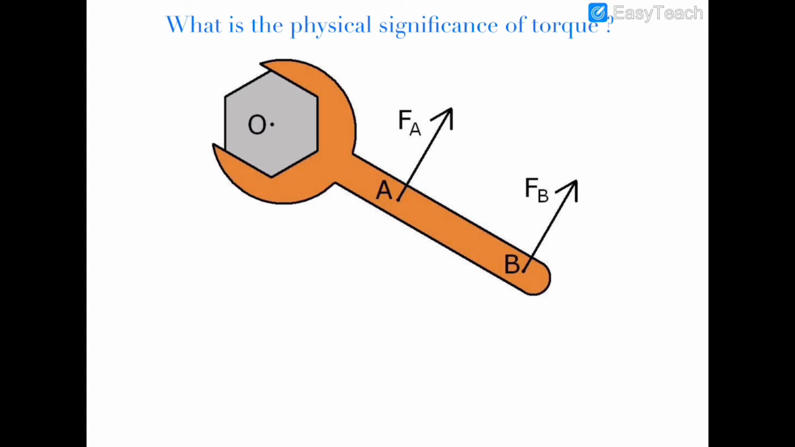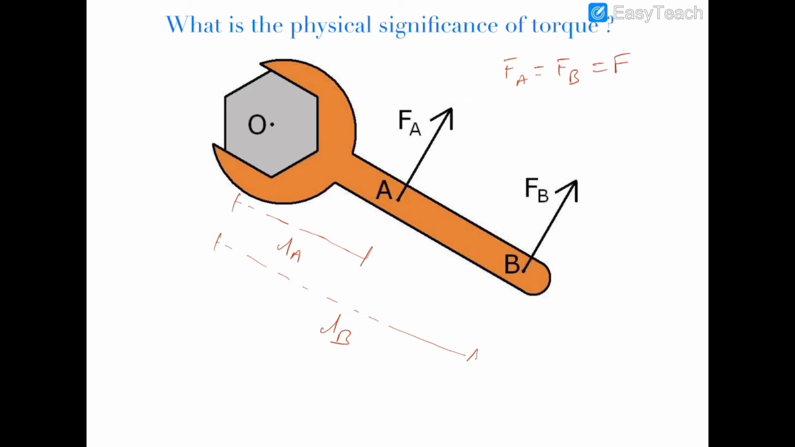Now what is the physical significance of torque? You must have seen a wrench, and the wrench has a long handle. To open a screw, we mostly prefer to apply the force at a greater distance from this part of the wrench. Let's suppose the distance of this part is RA from point A, and the distance of this part is RB from point B, and suppose FA and FB are equal.